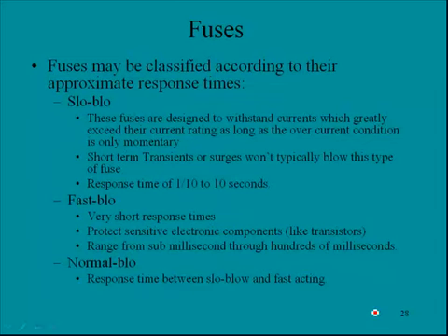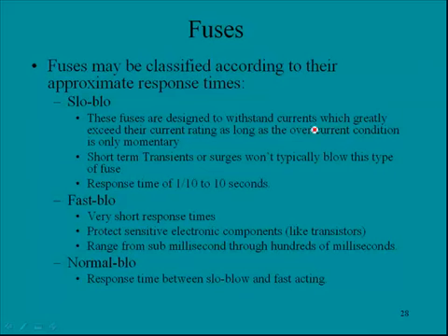Fuses may be classified according to their appropriate response times, and we have three. There is the slow blow, the fast blow, and the normal blow. First of all, let's look at slow blow. These fuses are designed to withstand currents which greatly exceed their current rating as long as the overcurrent condition is only momentary. Short-term transients or surges won't typically blow this type of fuse, and the response time is 1/10 to 10 seconds. So there's a term, slow blow.